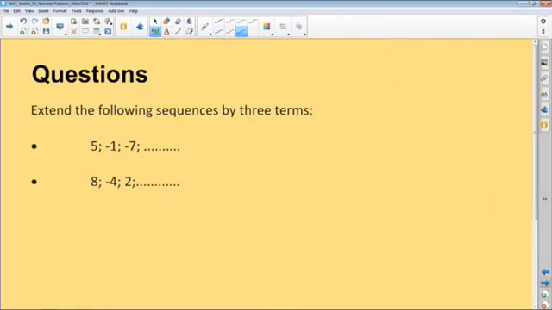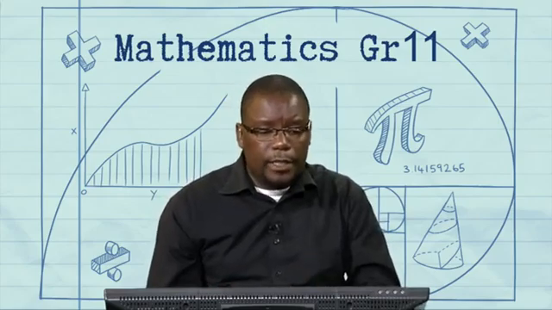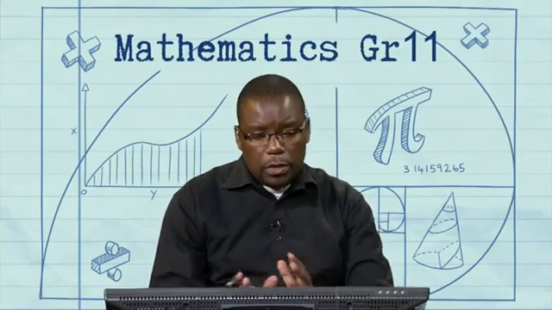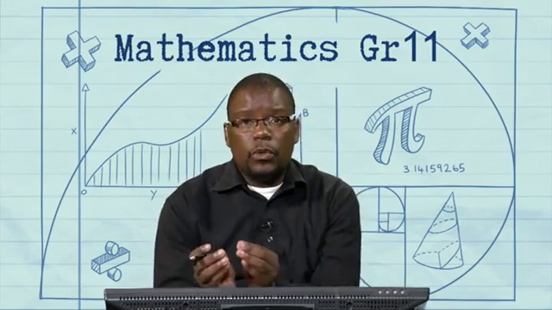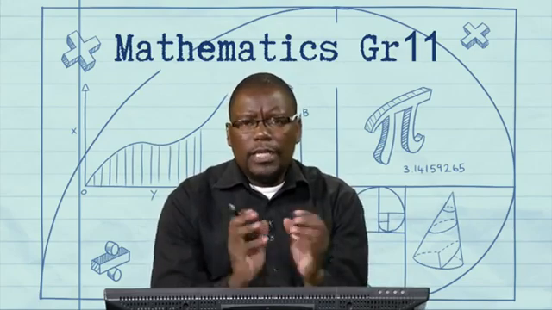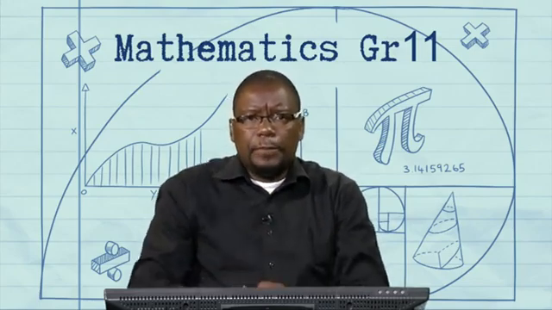All right. Now, for some work that you guys need to do as well, you can be given a sequence 5, minus 1, minus 7, and you are asked to extend the following sequence by at least 3 terms. The next one, 8, minus 4, and then 2. I'm giving you 2 minutes, guys, to work on this. You are just extending the sequence by at least 3 terms. And then the next question would be, now tell us what kind of a pattern that you have observed. 2 minutes.